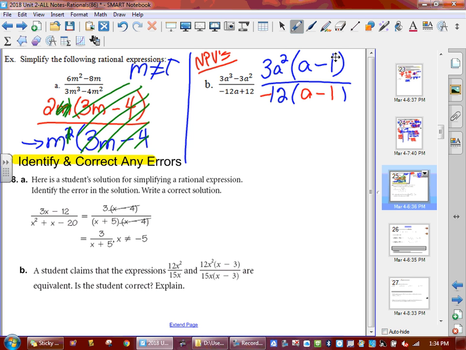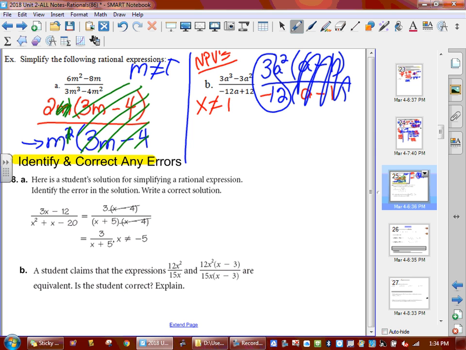Okay? Now we're going to reduce common factors. So we're reducing common factors. I'm going to take off my a minus 1, and I'm going to math frac my 3 and negative 12. And in your final answer, that negative will float to the top. So we're going to get negative 1a squared over 4.